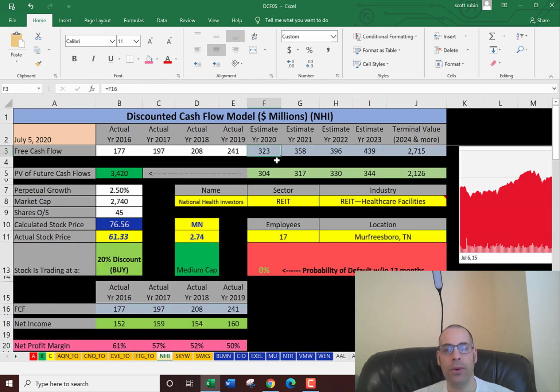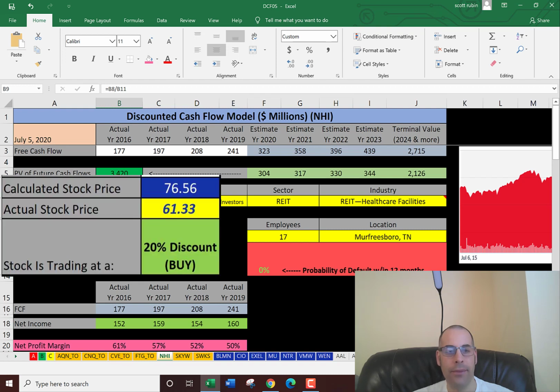So we estimated 4 years of future free cash flows. We also estimated a terminal value, which is all years past year 4. We discounted those numbers back to today's dollars, and we get a value of the company of $3.4 billion. We divide that by 45 million shares, and we get an intrinsic stock price of $77. They're trading at $61, so they're trading at a 20% discount. So it's a buy according to the model.